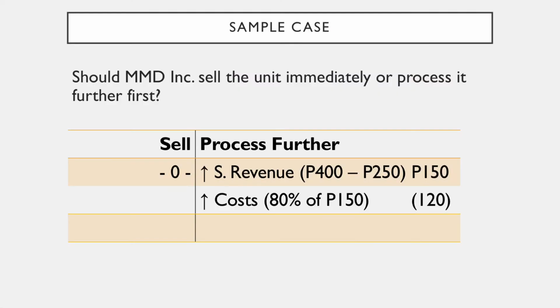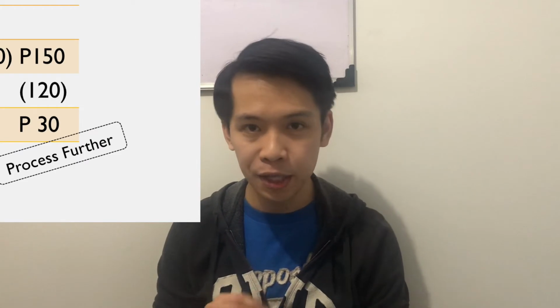So, instead of considering the 150 pesos variable cost, what we're going to look at will be the incremental cost as a result of doing this processing further. Accordingly, it will increase by 80%. 80% of 150, that would be 120 pesos. We would have an incremental profit of 30 pesos. As a result, since there is a positive increase in our profit, it would be advisable to process further, at least financially speaking. This is how we do the sell or process further analysis.